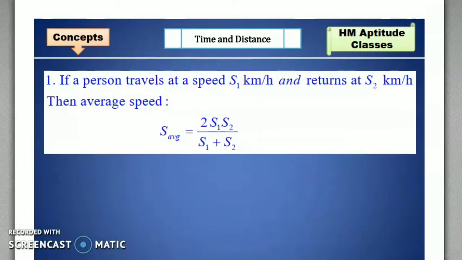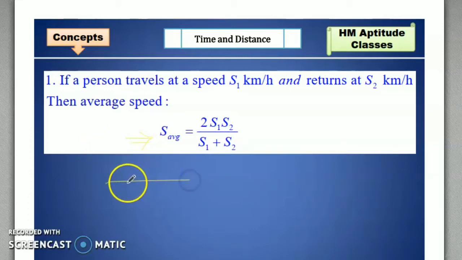Here in the first concept it is given that if a person travels at a speed of s1 kilometer per hour and returns the same distance at s2 kilometer per hour, then the average speed of his travel is calculated by the formula given: S average is equal to 2 s1 s2 divided by s1 plus s2.